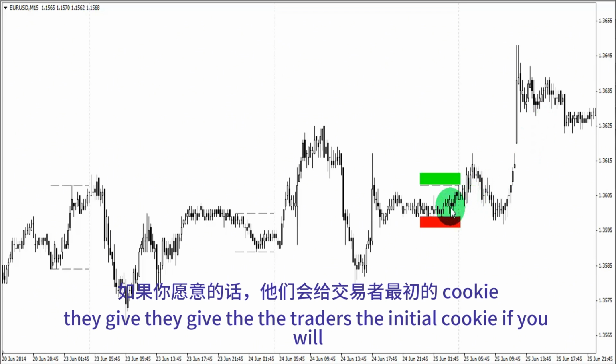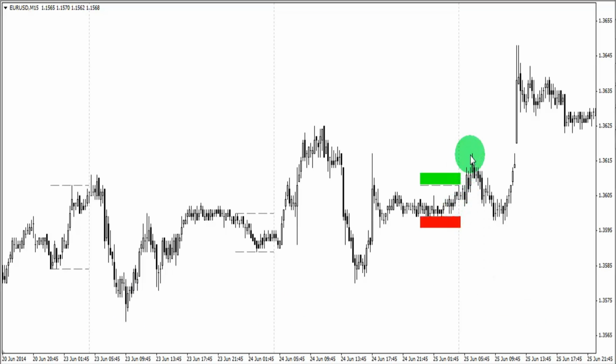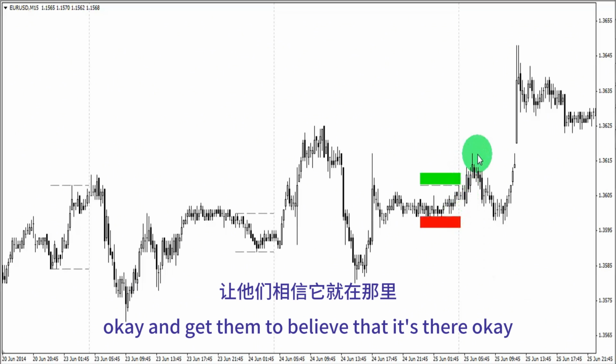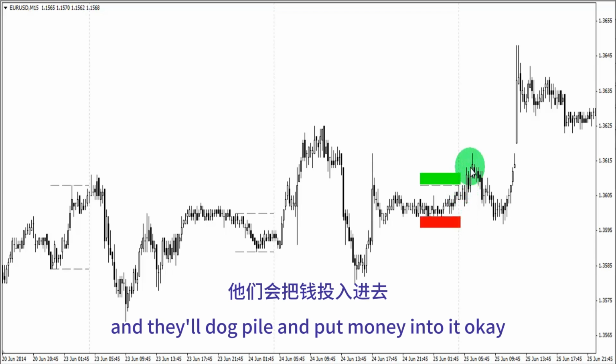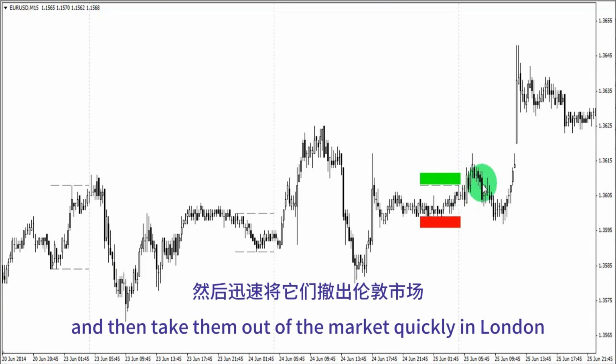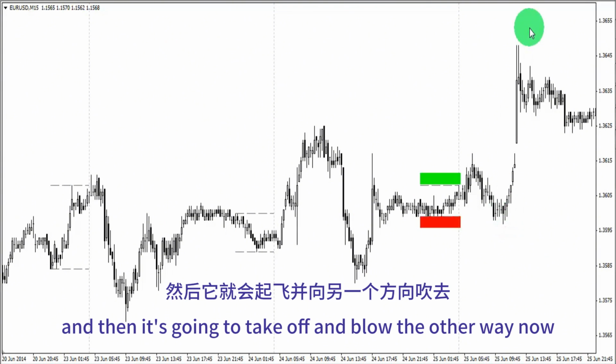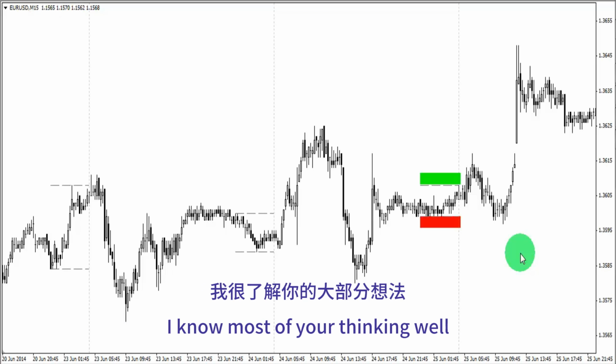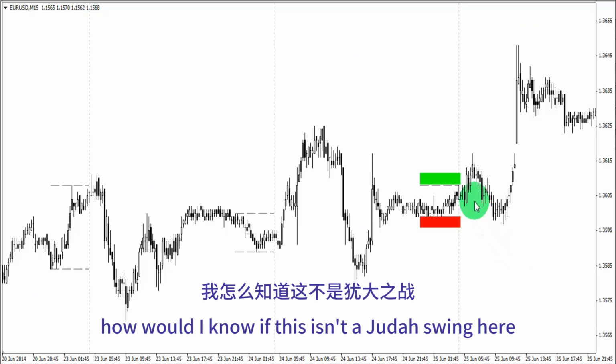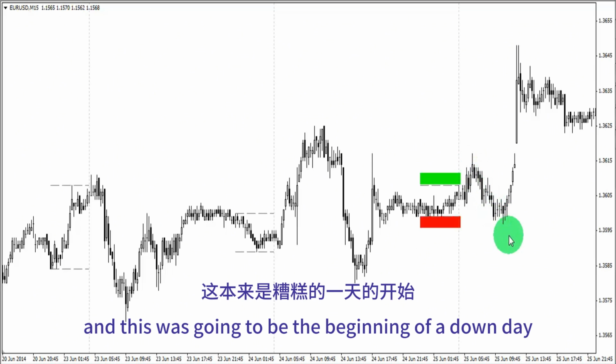They give the traders the initial cookie, if you will, and get them to believe that it's there, and they'll dogpile and put money into it, and then take them out of the market quickly in London. When that takes place, you know the real move's right there, and it's going to take off and blow the other way. Now, I know most of you are thinking, well, how would I know if this isn't a Judas swing here, and this was going to be the beginning of a down day?